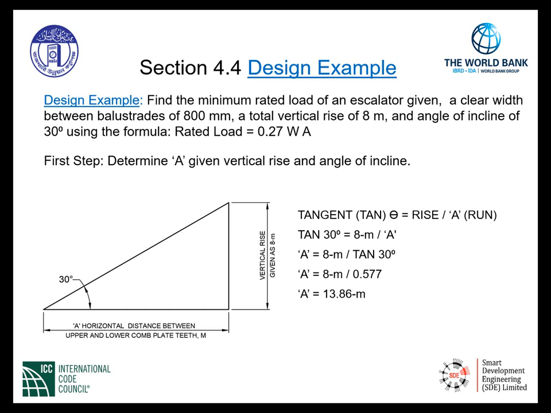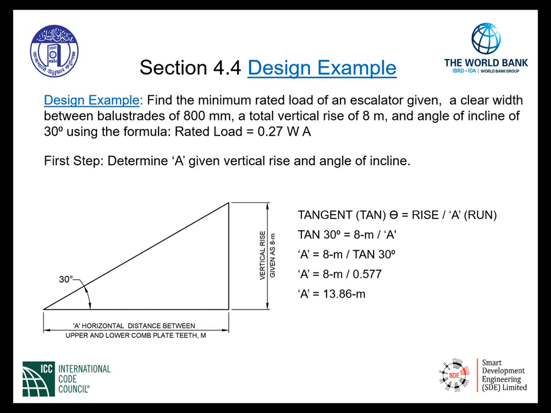Our first step is to determine A, given vertical rise and angle of inclination. As seen in the diagram below, we have an angle of incline of 30 degrees. We have a vertical rise given as 8 meters. We need to solve for the horizontal distance. In this case, we will use the tangent of 30 degrees equaling 8 meters divided by A. What we are doing here is taking the tangent of 30 degrees and setting that equal to the rise divided by the run, which we've indicated as the variable A.